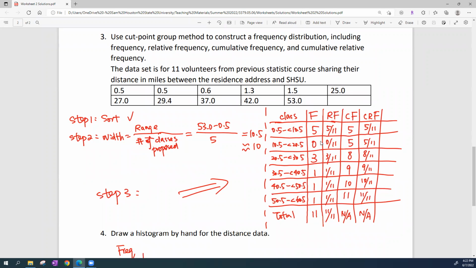And then relative frequency is just the frequency divided by the total number, right? So 5 over 11, 0 over 11, 3 over 11, so on and so forth.